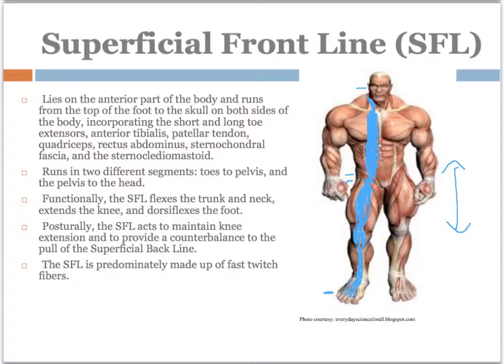The overall movement function of the superficial front line is to create flexion of the trunk and hips, extension at the knee, and dorsiflexion of the foot. Posturally, the function of the superficial front line is to counterbalance the superficial back line and to provide support from the top to lift the parts of the skeleton which extend forward of the gravity line. And this would include the rib cage, the pubis, and the face.